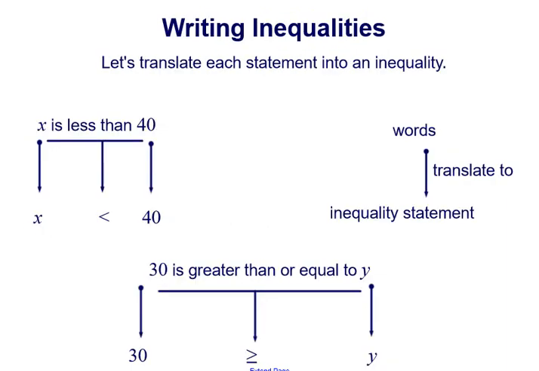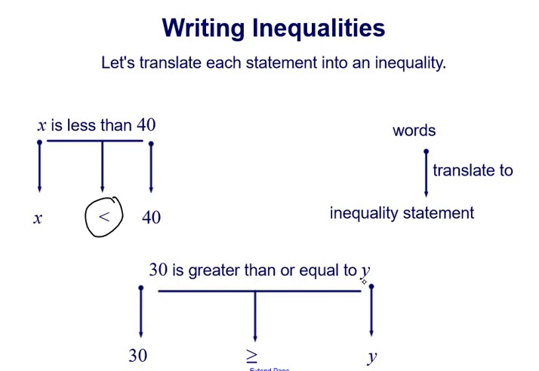So let's translate a statement into an inequality. Here we're starting with words and then we're translating to the statement. So first over here, we have x is less than 40. So the variable x comes right down, is less than, we have our symbol here, and then we have the number 40. So again, we're reading from left to right and just bringing each part down with variables, symbols, and numbers instead of in words.